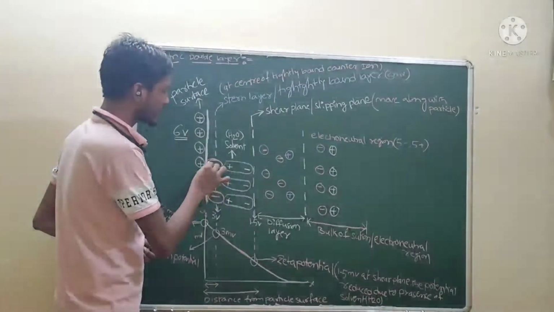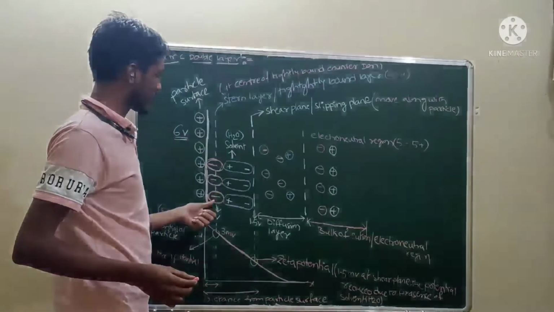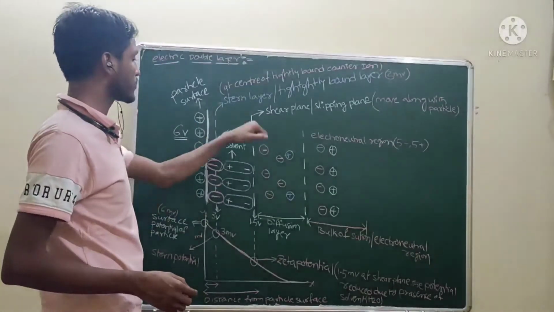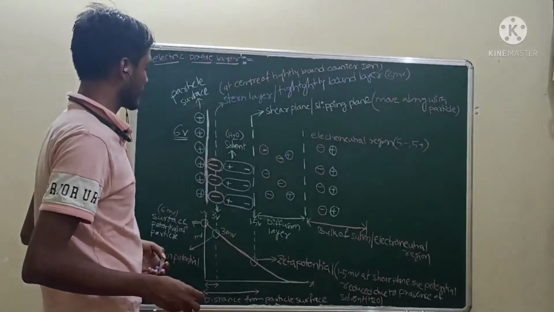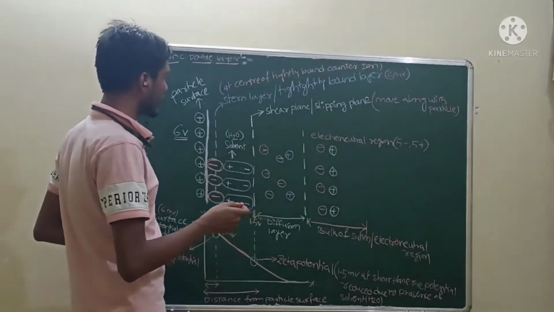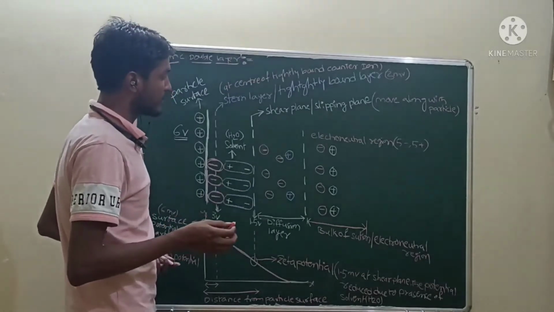Those are called counter ions. See, this negative charge we can call a counter ion. Counter means opposite ion, that is, negative charge. Then what will be there next?